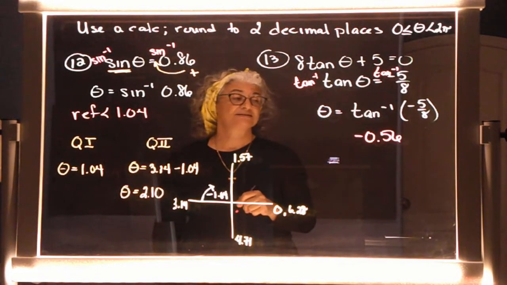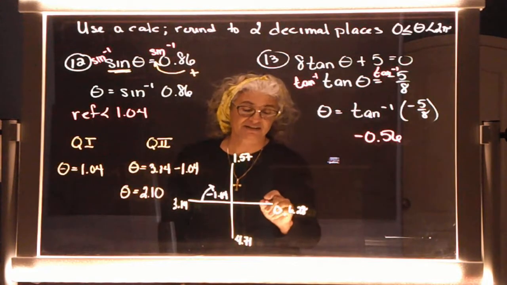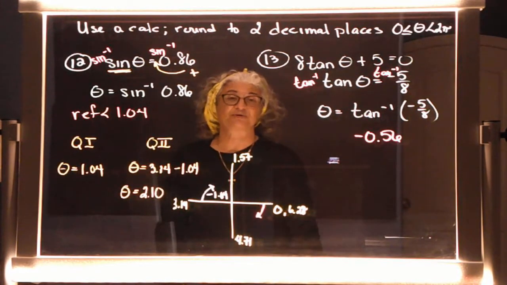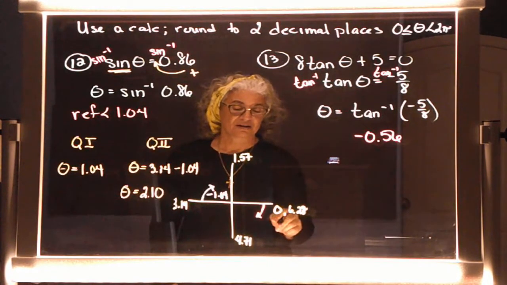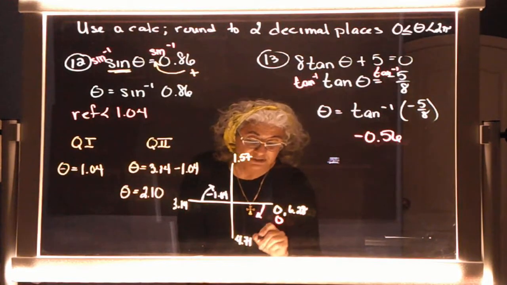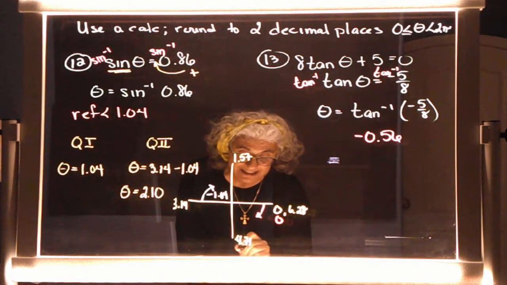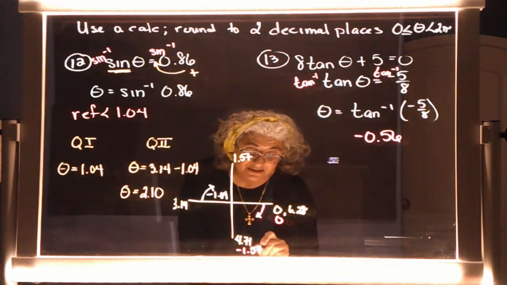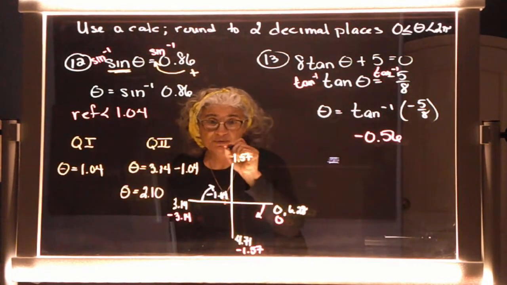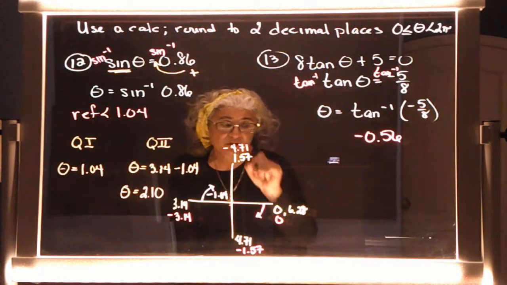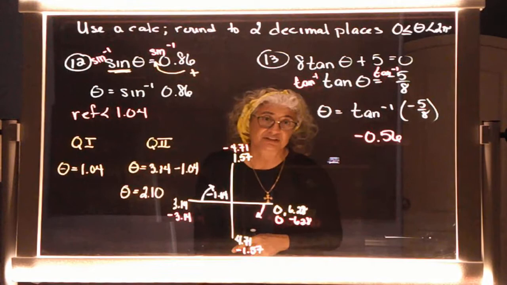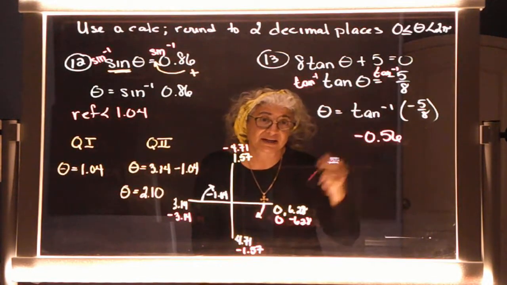Uh-oh. -0.56 is here in quadrant 4. You're like, how do you know? Label these things backwards. 0. This would be -1.57. This would be -3.14. This would be -4.71. And this would be -6.28 if you go against the labeling. That's a quadrant 4 angle.